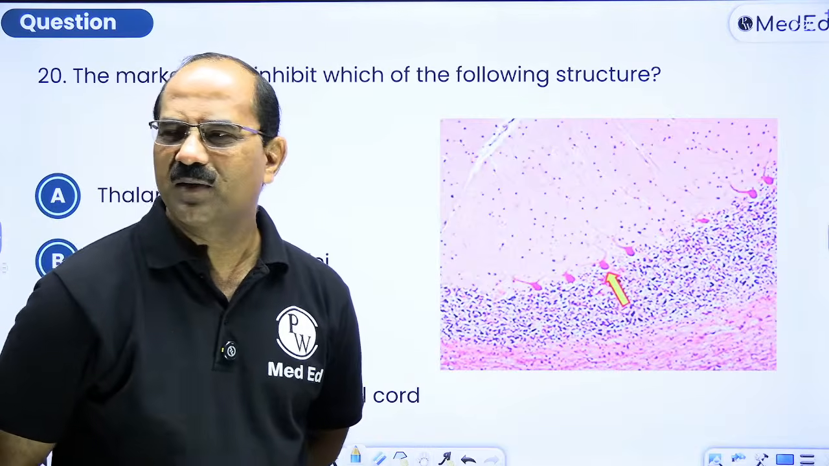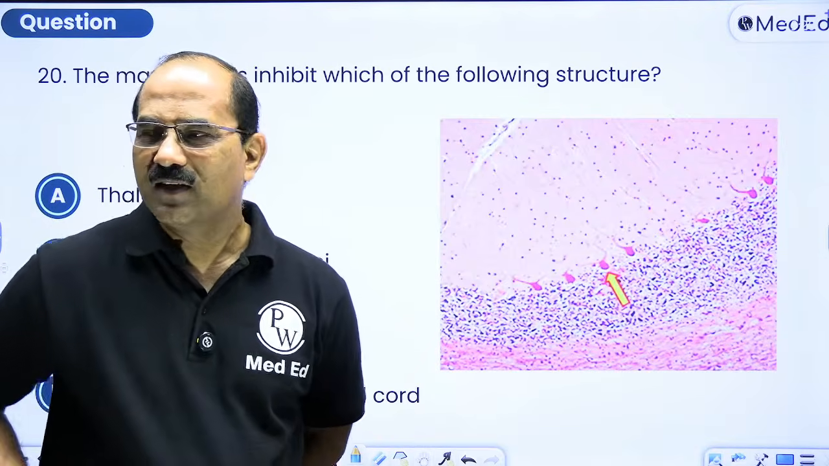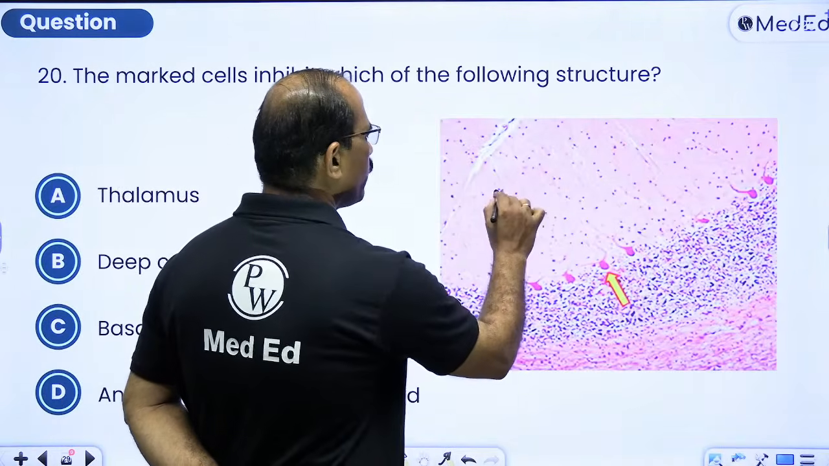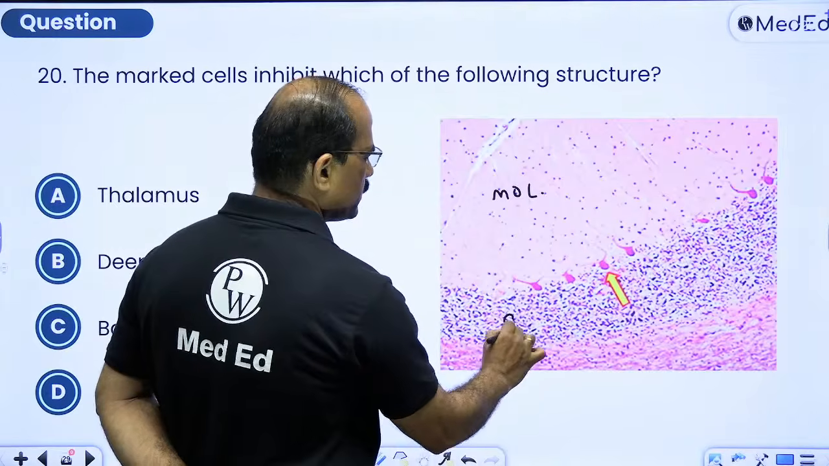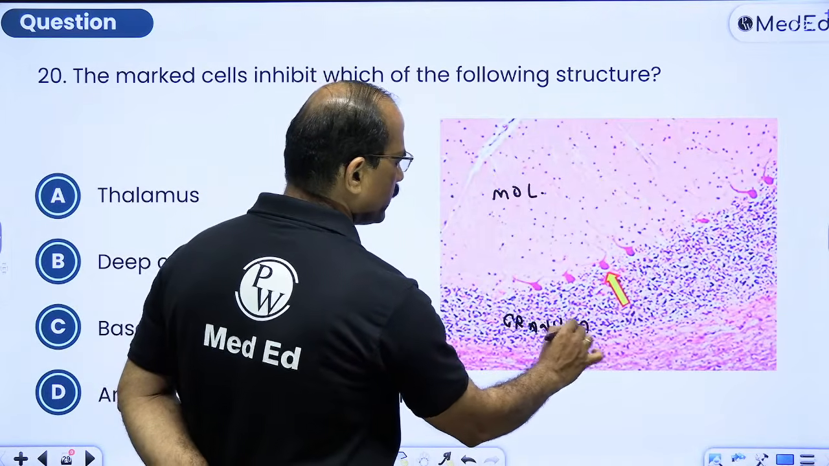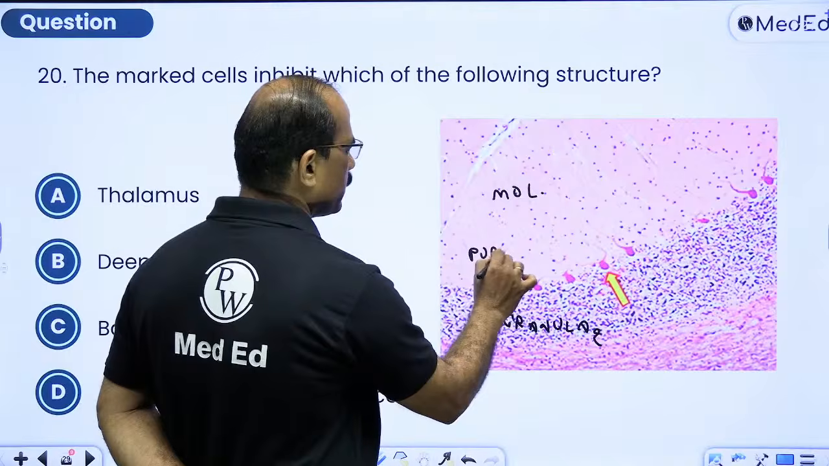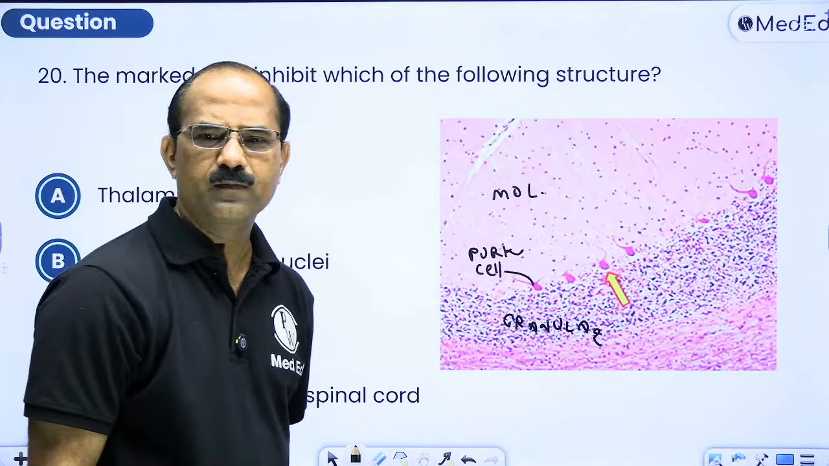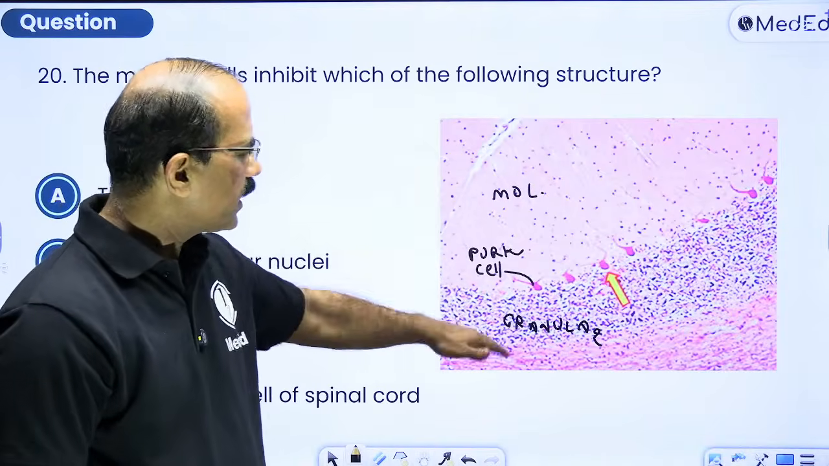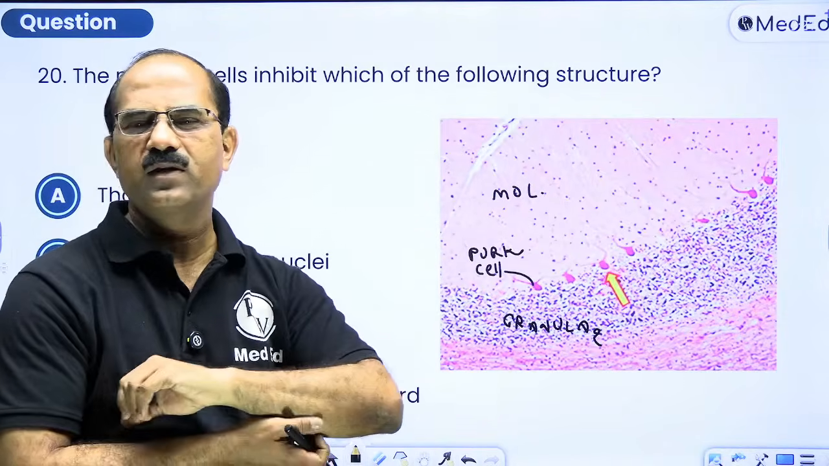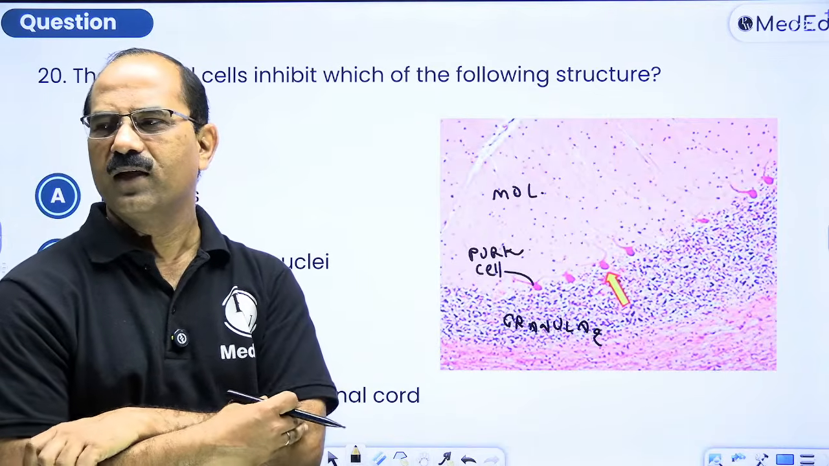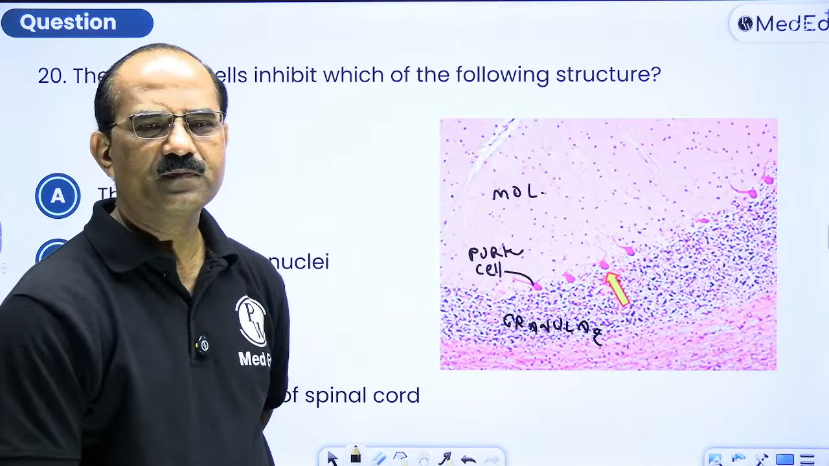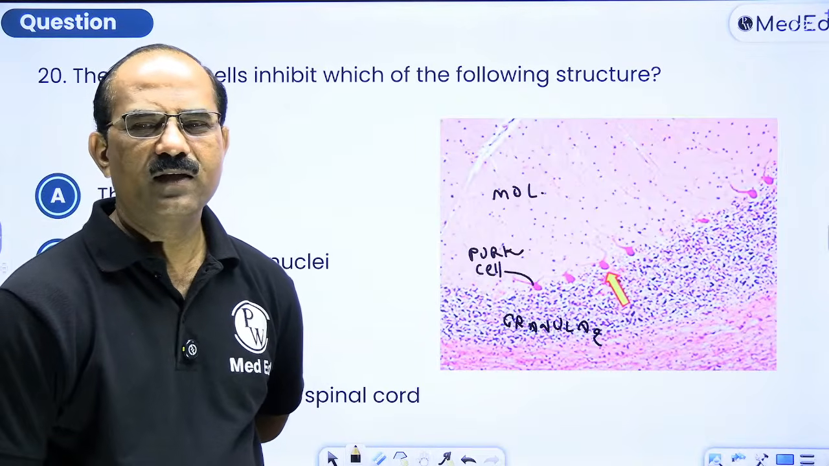Which slide is this? Can you say? This is a very important slide. I'll give you a hint. It has 3 layers. One is the molecular layer, this is the granular layer and this is the Purkinje cell layer. So molecular layer, granular layer, Purkinje cell layer. What is that? What is the slide of? Come on. Answer, students, come on. Molecular layer, Purkinje cell layer and granular layer.